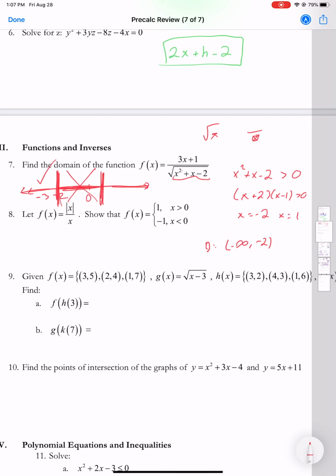And then finally, let's check something to the right of 1. I'll use 2. Plug in 2 to the function. 2 squared is 4, plus 2 is 6, minus 2 gets us back to 4. So it's not 0, it's not a negative under the square root. These numbers also work. So also everything to the right of 1 is in our domain, so from 1 to infinity. And then to show that it's both of these groups, we just put a U in between. That stands for union. It's the union of these two groups that makes up our domain. So our domain for this function is negative infinity to negative 2, union 1 to infinity.